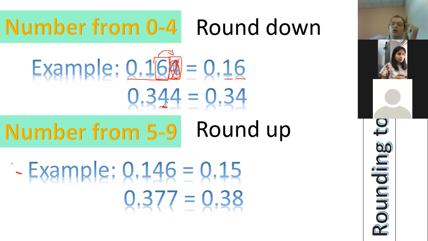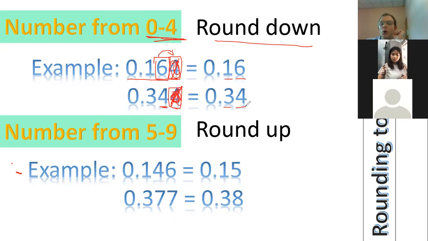But now we have to look at the one next to it. So the 4 next to it is between 0 and 4. So we round down. So this 4 becomes a 0 and falls away. Then our answer is 0.34. 2 decimal places.